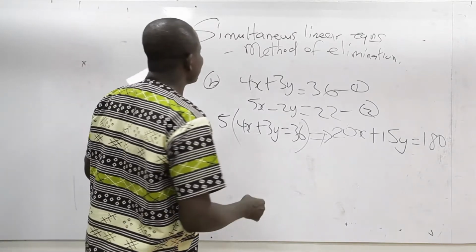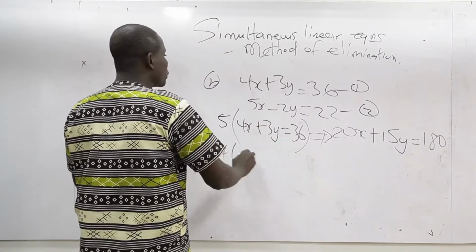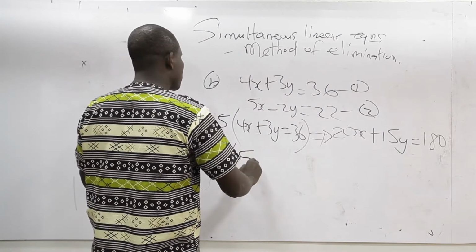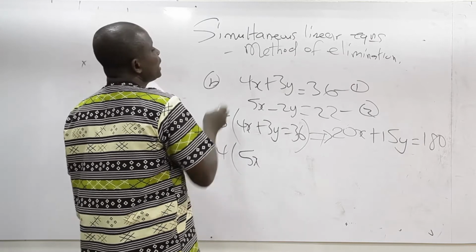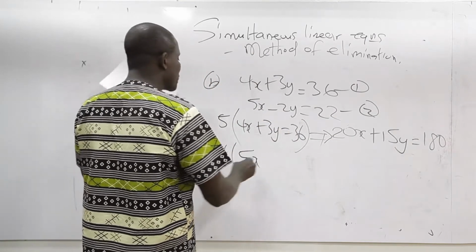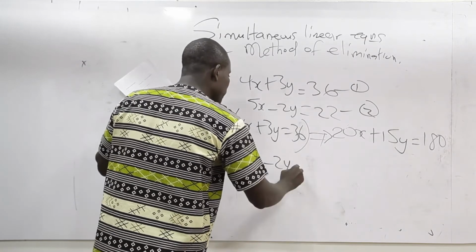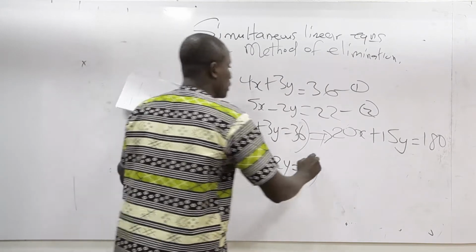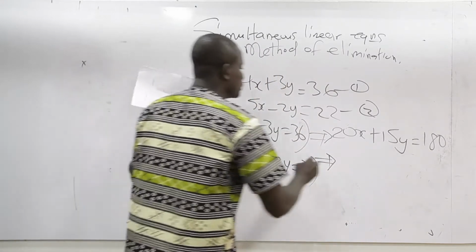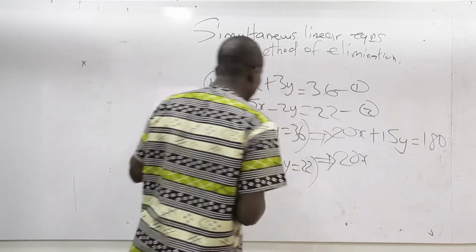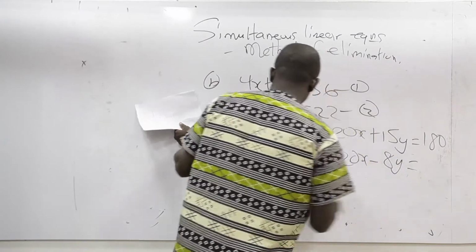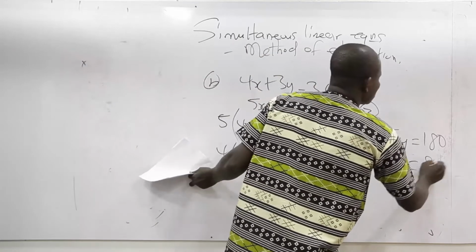So now, let's see. We are now moving to the other side. 4 into bracket 5x. Why is the 4? 4 is the coefficient of x in equation 1. We are multiplying by equation 2. So 5x minus 2y is equal to 22, right? So once again, let us do our expansion. This time this is what? 20x minus 8y is equal to what? 88.